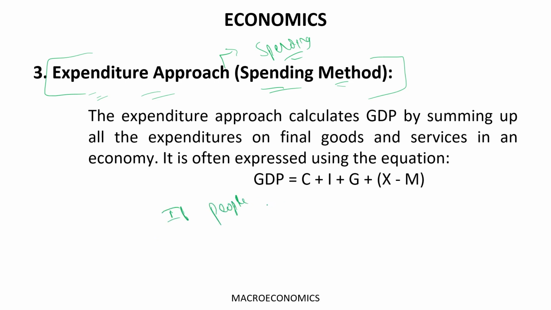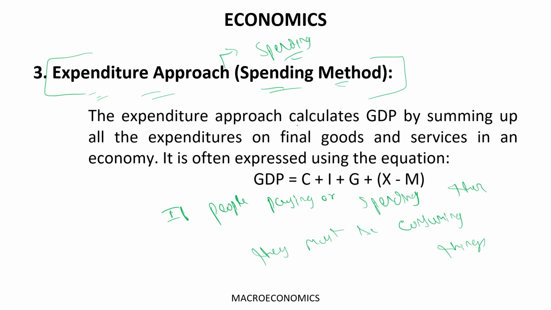This is a simple principle of GDP: if people are paying or spending, then they must be consuming things. If a person is paying or spending, then he must be consuming something. Like if there is a person who earns rupees 8,000, and after a few days he has only 4,000 rupees left with him, then these 4,000 must have been spent on some things for consumption. So that is the basic principle behind the expenditure approach.